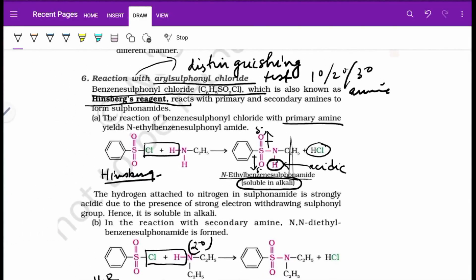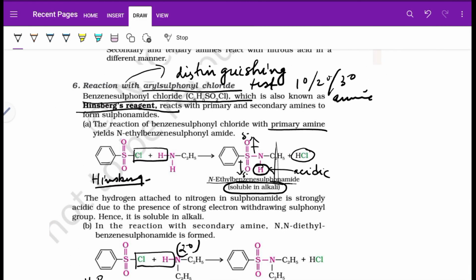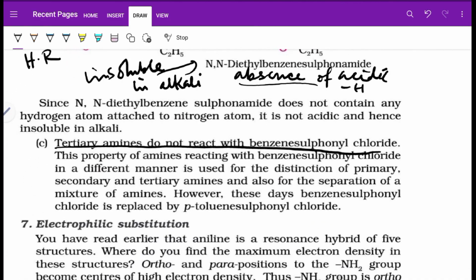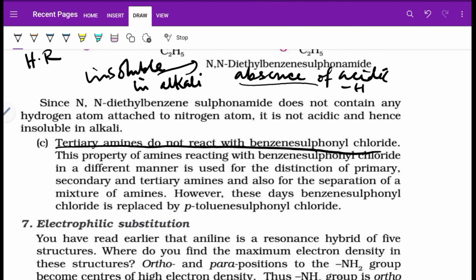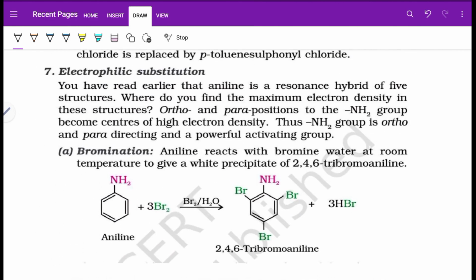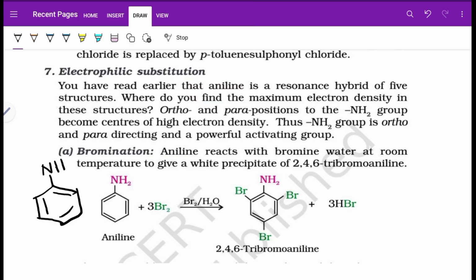So how can it be used? For a 1 degree aliphatic or aromatic amine, the product is soluble in alkali. For 2 degree amines, the product is insoluble in alkali, and for 3 degree amine, the product is not formed at all. So the next important reaction is the electrophilic substitution of aromatic amines. Why? Because aniline, we can see, has what?